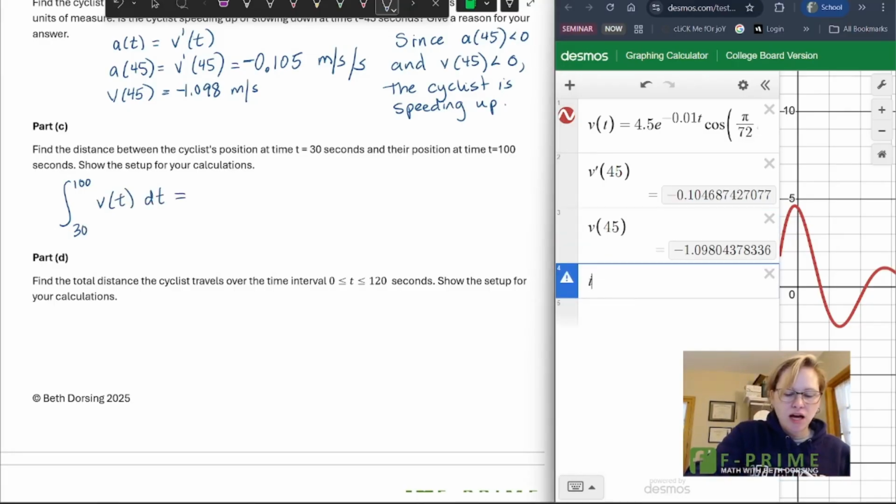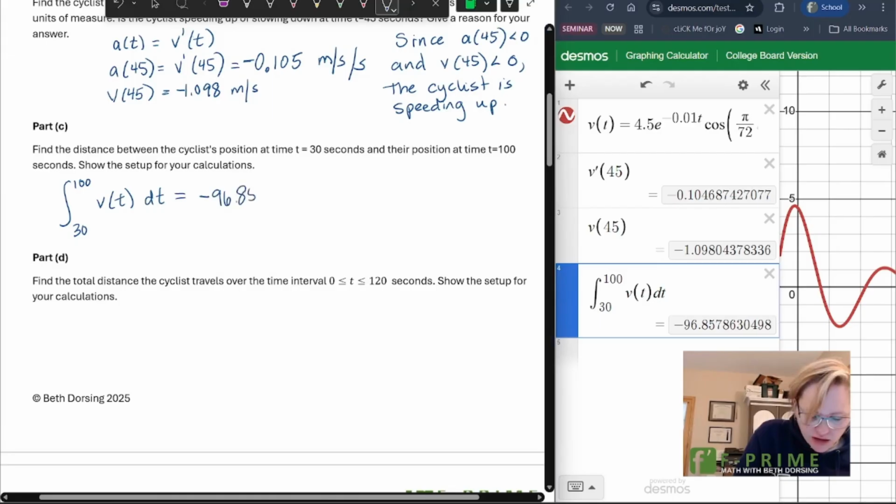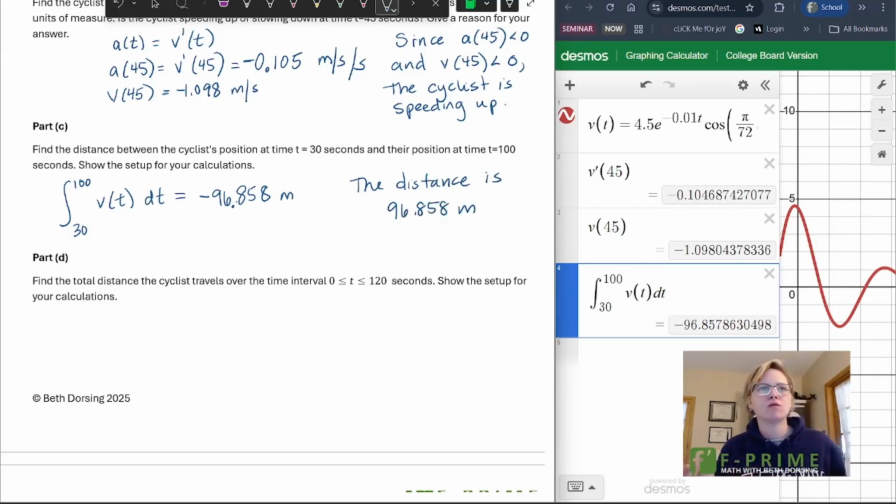So I just need to type in int and then my limits of integration, 30 to 120. Oops, sorry, 100. And then I'm just going to type in v of t dt. And this gives me my displacement, negative 96.858 meters. Now, to give the distance, to take my final answer, I'm going to take this value and just give the absolute value. The distance is 96.858 meters. And that's the answer that I want to give.